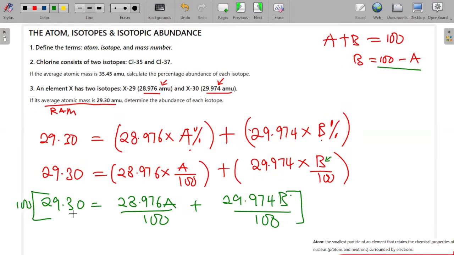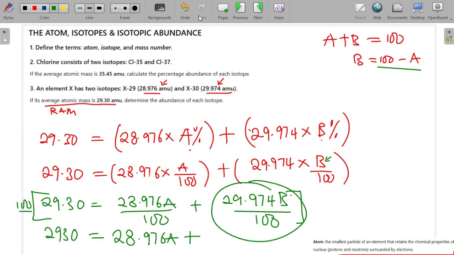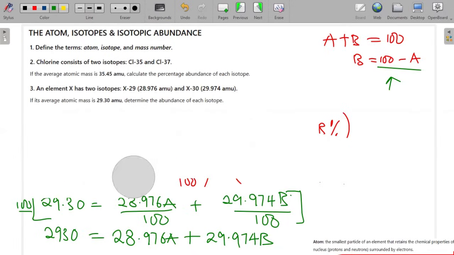If I multiply throughout by 100, this becomes 2930 is equal to 28.976A, since the 100 and the 100 will cancel, plus, when I multiply 100 by this, the 100 and the 100 cancel, so I just remain with 29.974B. When we reach this point, we can replace the B with 100 minus A. So let's erase what we have on top.